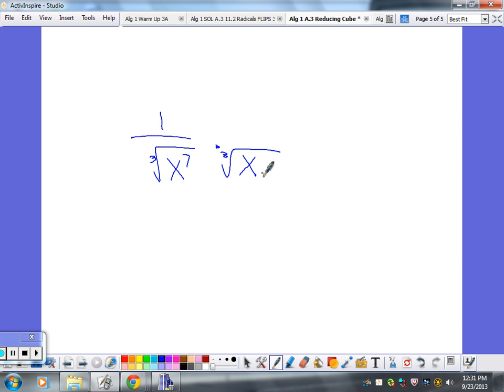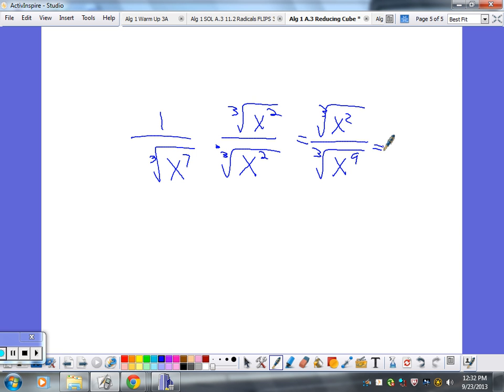What should I multiply by? What if I do x squared? X to the 7 times x squared, how many factors of x? 9. Is 9 divisible by 3? So won't that work? Yes. So if I do it to the bottom, you have to do it to the numerator. What is 1 times the cube root of x squared? Okay, what is the cube root of x to the 7 times the cube root of x squared? Well, what is the cube root of x to the 9? Now, I've gotten rid of the radical in the denominator, which is my goal.